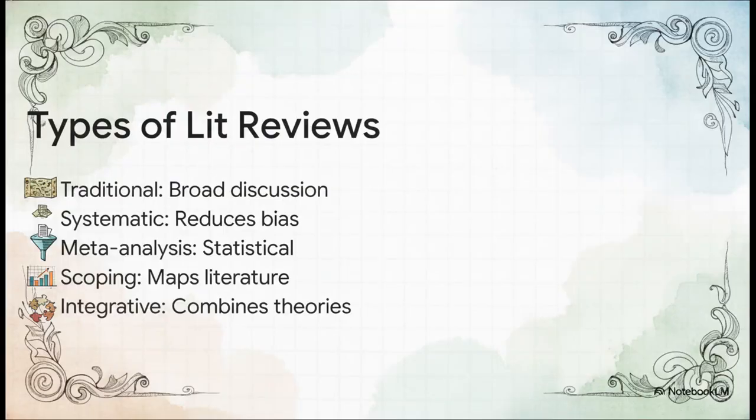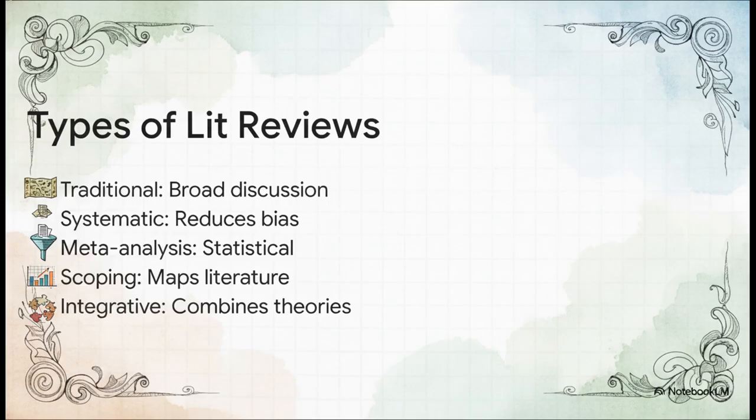Now, not all literature reviews are built exactly the same way. The type you end up choosing really depends on the exact nature of your research. A traditional or narrative review gives you a broad discussion and is incredibly common in master's theses. It provides a really great overarching view of a topic. But if you need something to actively reduce bias through strict, transparent procedures, you'd use a systematic review, which is extremely popular in the health sciences.